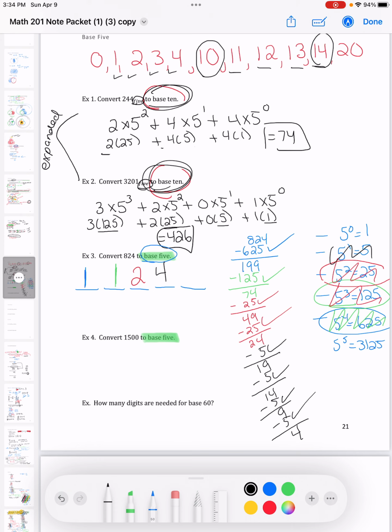This number that I'm left with down here should be what goes in the ones place. So my answer is 11244 base 5. Go back and rewind. You might have missed some of those steps. Definitely rewind and hear those explanations again. And then we'll work another one.